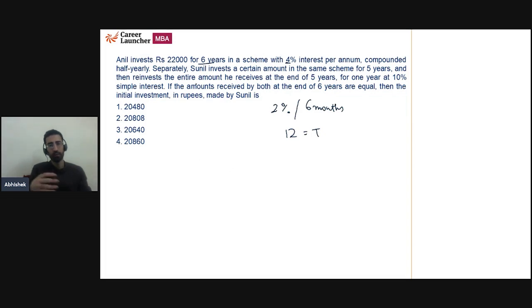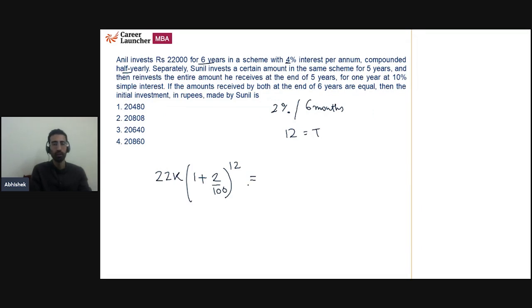And then Sunil separately invests a certain amount in the same scheme for 5 years, and then the entire amount for 1 year at 10% simple interest, and they receive the same amount at the end of 6 years. Fair enough. What is the amount Anil will receive? Simple enough. 22,000 principal into 1 plus r by 2. In half yearly compounding, we do r by 2, 4 by 2, 2%, so 2 by 100 to the power 12, 6 into 2, 2 parts per year. This is the amount Anil will receive.